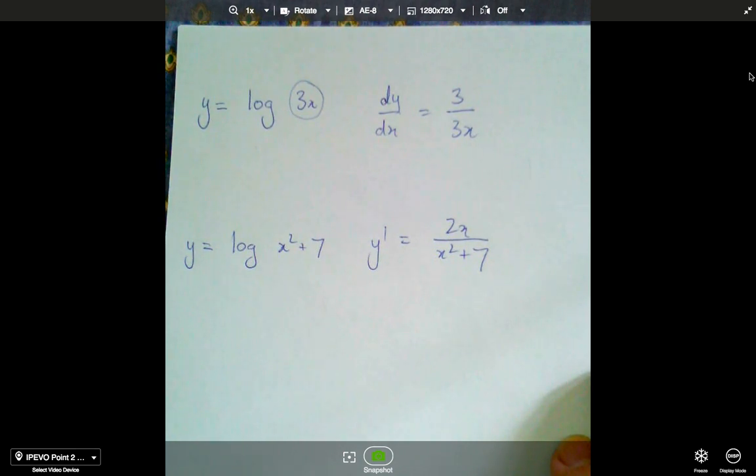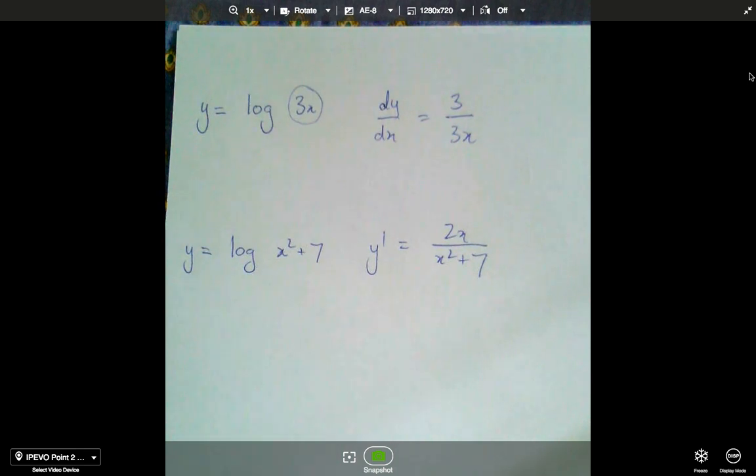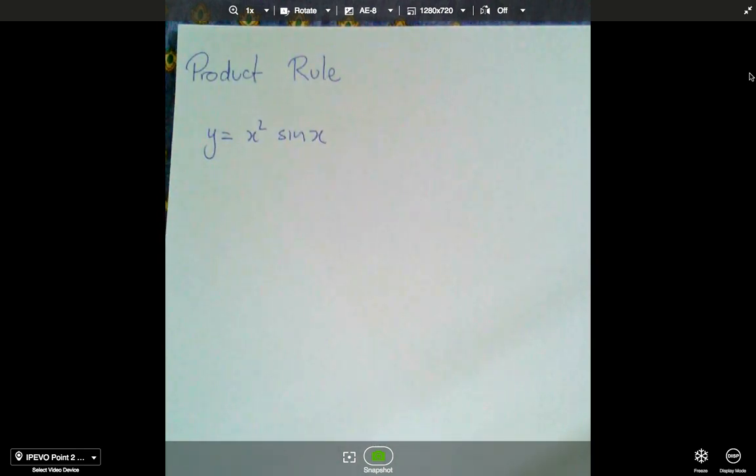And that's all when we're finding the derivative. So they're the rules that we have to deal with. We have to know what sine becomes, what cos becomes, how to deal with exponentials, and how to deal with logs. So let's look at the product rule.